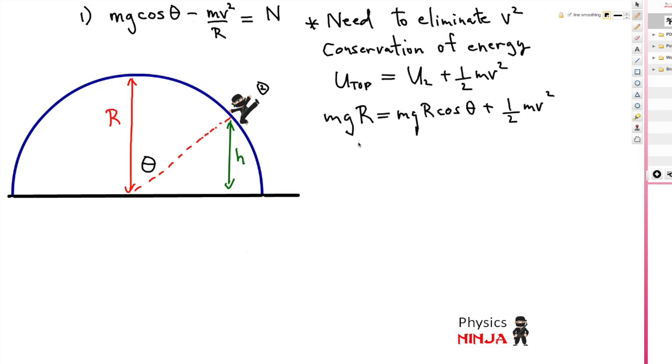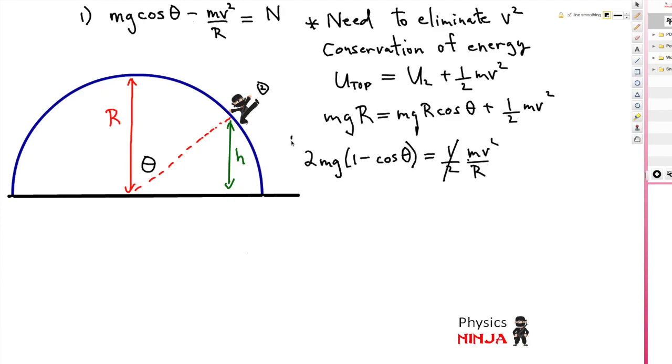So let's simplify this expression a little bit. We're going to have mg times 1 minus cos theta equals 1/2 mv squared divided by the radius. Actually, for this 1/2 factor, let's multiply both sides by 2 to eliminate it. So we have mv squared divided by r equals 2mg times 1 minus cos theta.